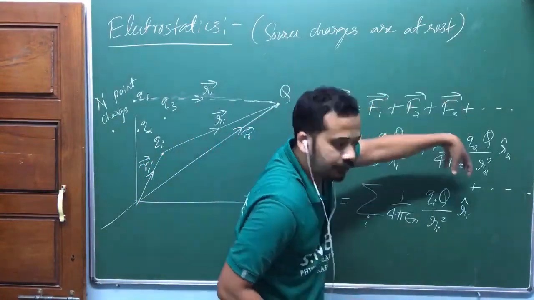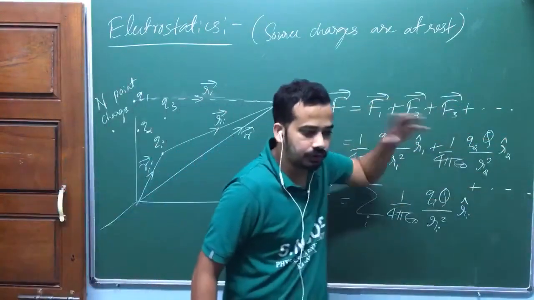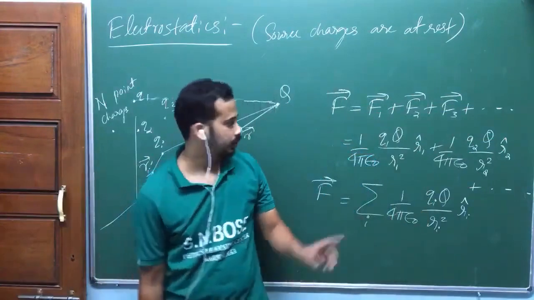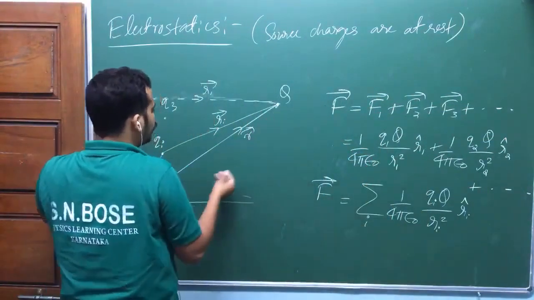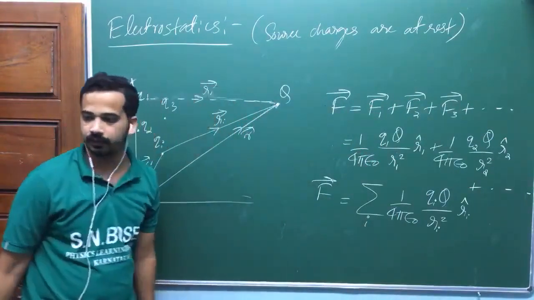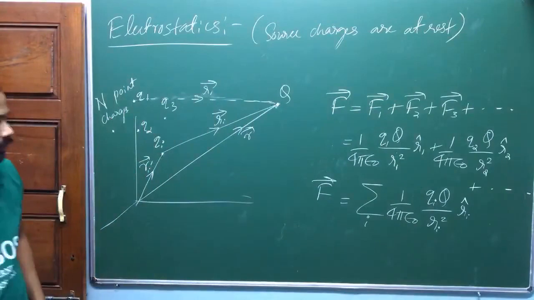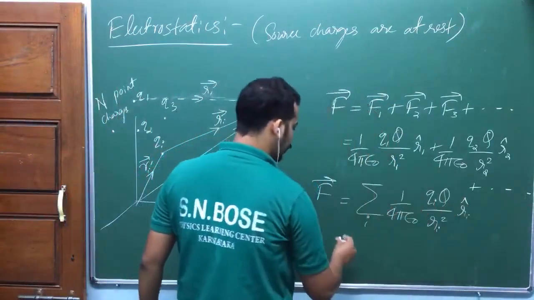Each of these individual forces is due to Coulomb's law. While finding each of these forces, you assume there are no other charges. While finding the force between Q1 and this capital Q, you assume other charges are not affecting the calculation of that force. That is the principle of superposition. Is that okay?